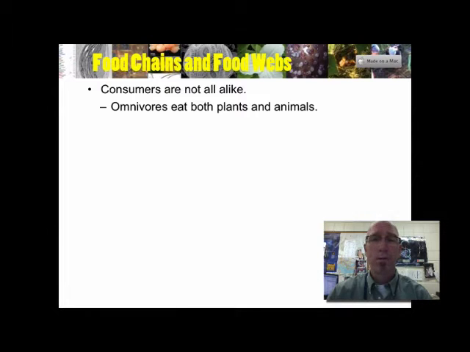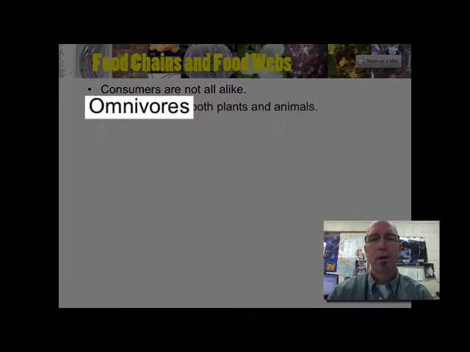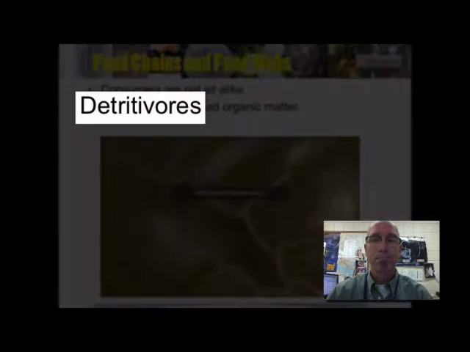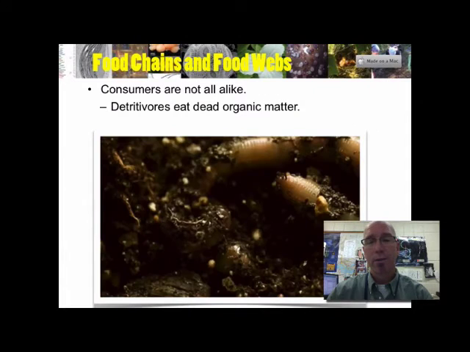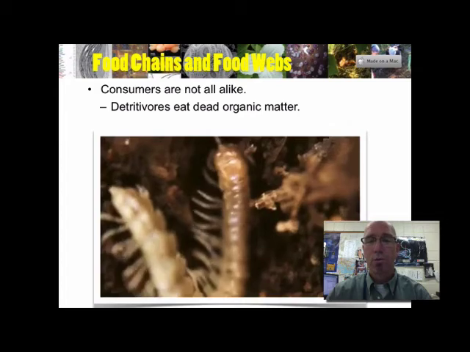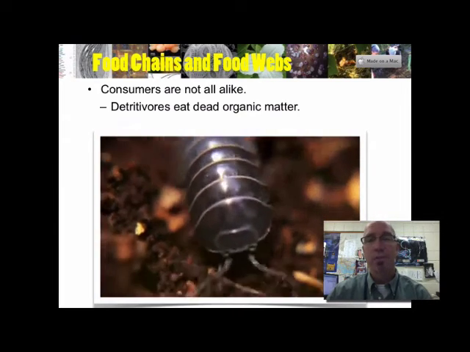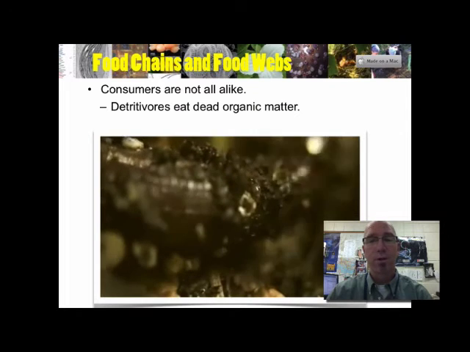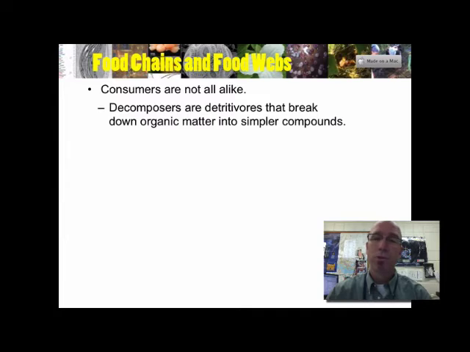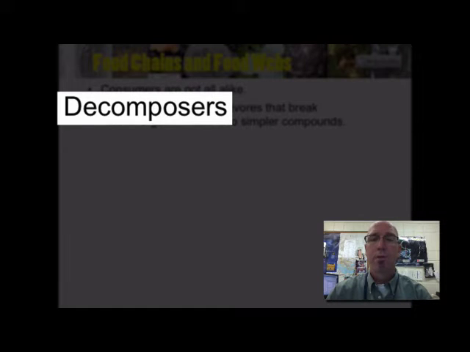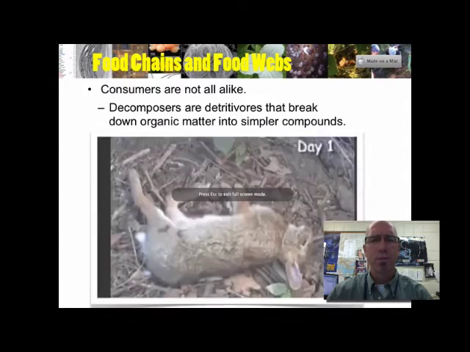Omnivores eat both plants and animals. You and I might be omnivores depending on your diet. Detritivores eat dead organic matter. So here's some roly-polies, or some worms, or some slugs, or some centipedes, chomping on some dead organic matter, some material that's trying to get recycled. Then we wind up with decomposers. Decomposers are detritivores that break down organic matter into simple compounds. They're in the business of recycling.